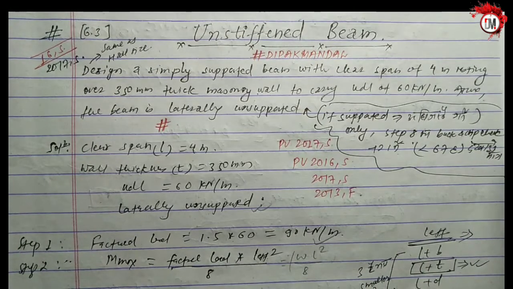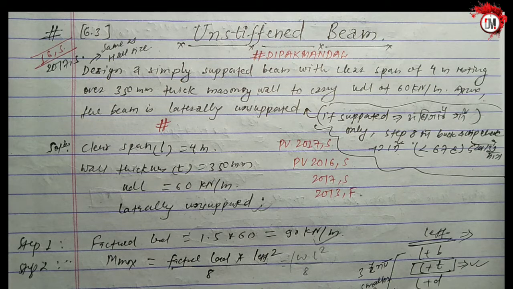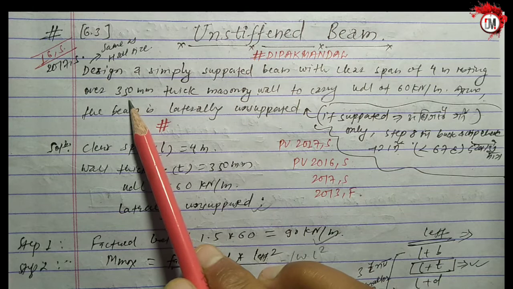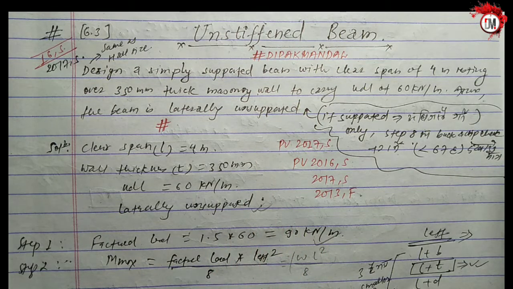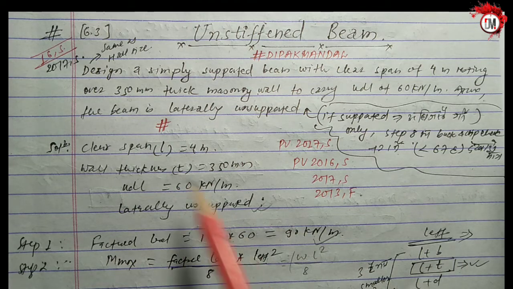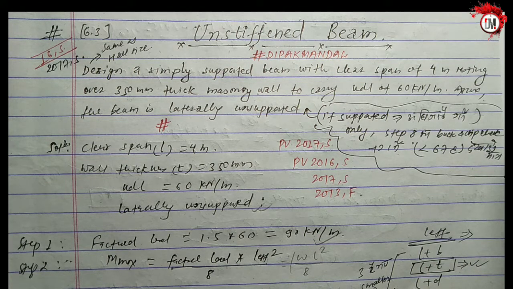The clear span is given, but I already told that the clear span is not taken for the calculation of maximum bending moment. We should take the effective length. For effective length, if the thickness of the masonry wall is given, then L effective will be L plus T, where T means the thickness of the masonry wall. Here L equals 4 meters plus the thickness of the masonry wall, that is 0.35 meter. You can see 350 mm is 0.35 in meters, and 4 is also in meters, so both are in the same unit. So L effective will be 4.35 meters.